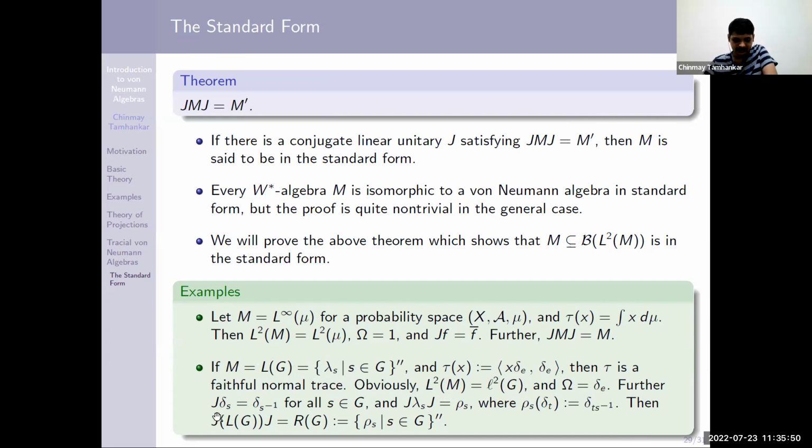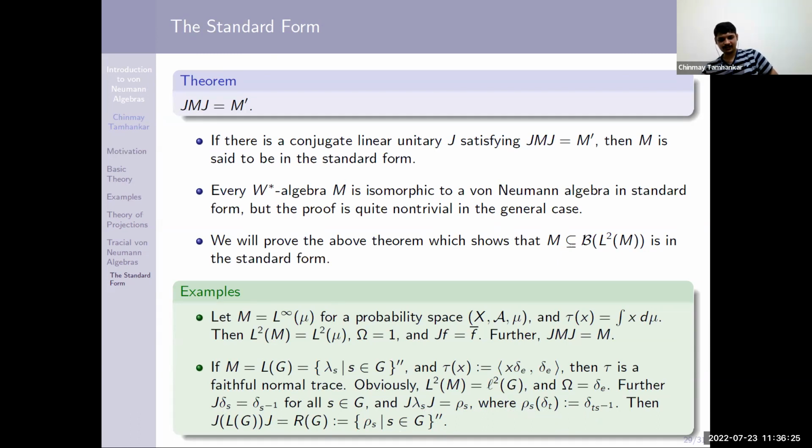And this J will be defined as J acting on delta S is equal to delta S inverse. And this J lambda S J, where this lambda S is the image of S under the regular representation, will be rho of S, which is sort of multiplication on the right. So this rho S of delta T is defined as delta of T S inverse. We give this S inverse to show that this rho becomes a group homomorphism from G to B of E.